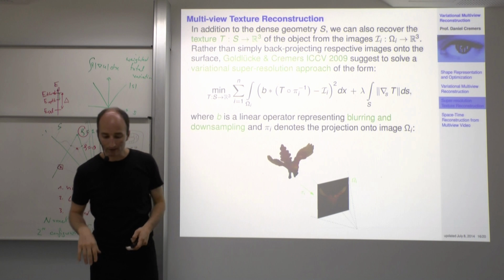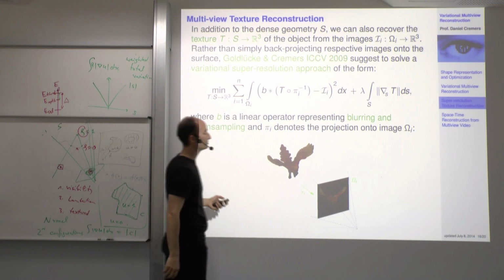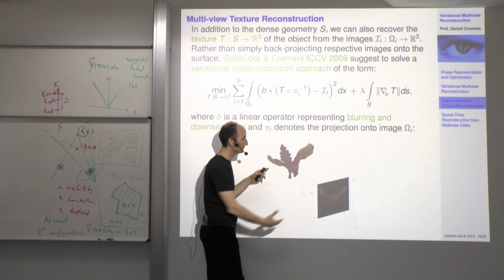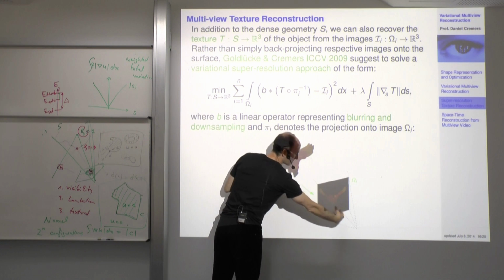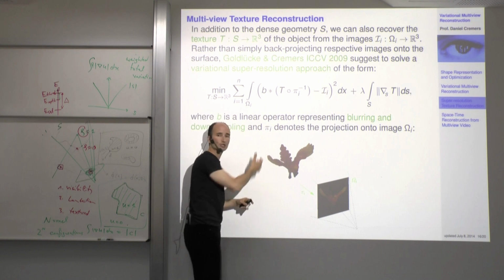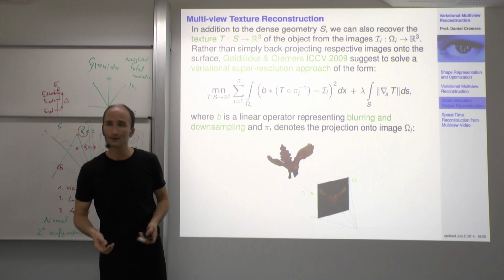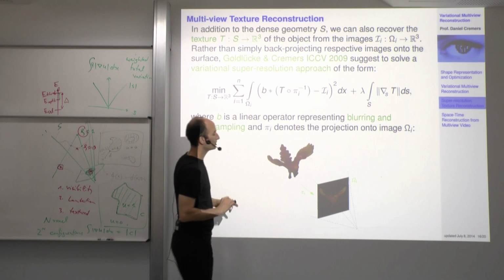Well, there are actually different ways to do it. There is a very simple way, and people would say, well, that should solve it. It does solve the problem. You just take the images, you know where the camera is, and so you can back project the image onto the geometry, and you're done, right? There are two problems with that.